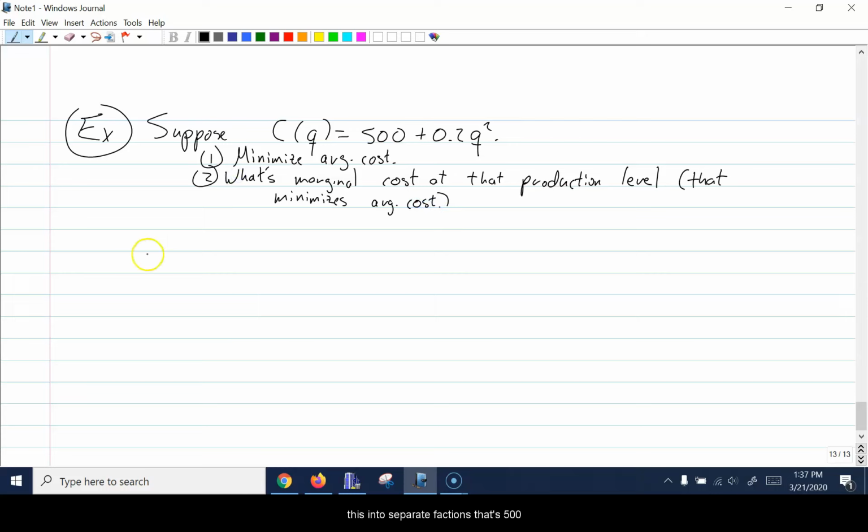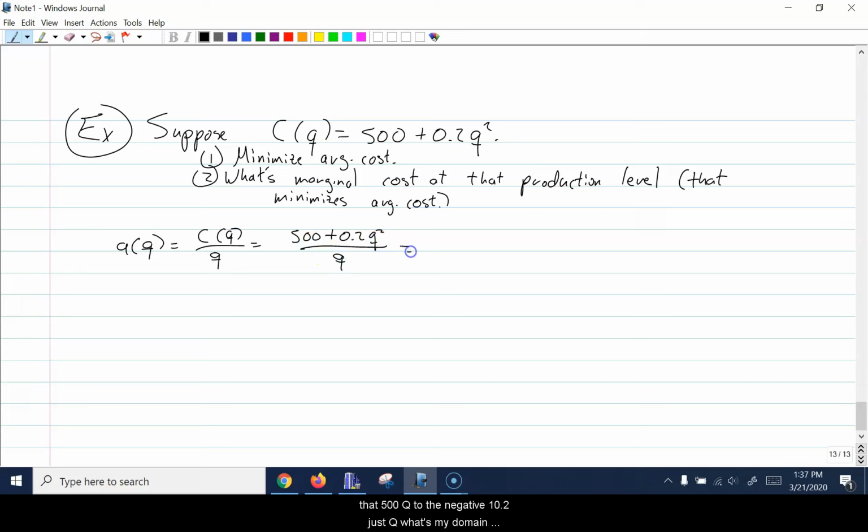So, how do we do this? Step one, write down the average cost function. It's total cost divided by quantity. So that's 500 plus 0.2 Q squared divided by Q. Calculus is easier if we split this into separate fractions. That's 500 over Q plus 0.2 Q squared over Q. That reduces. I'm going to write this as a power. That's 500 Q to the negative 1 plus 0.2 just Q.